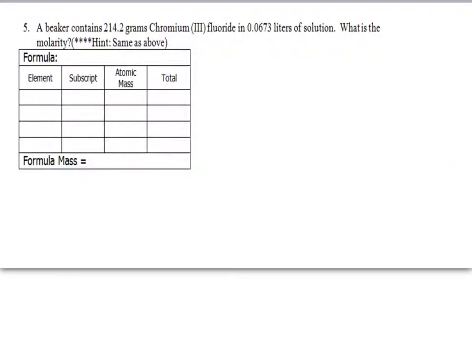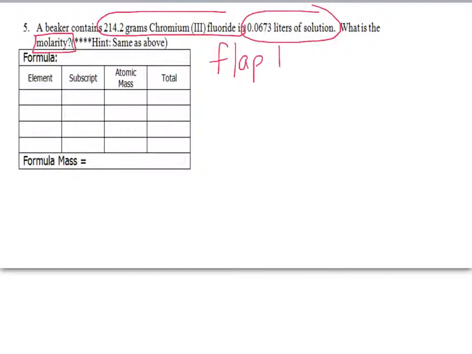The next example I'm going to do is number 5. And you will see that this one is just a little bit different. We're going to go ahead and circle what we're given. We're going to put a box around the word molarity because that's what they're asking us to solve for. Since they're asking us for molarity, we know we're going to use flap 1. So we know we're going to plug in the equation.